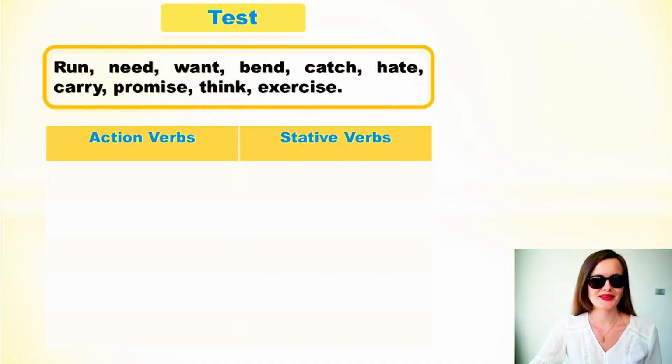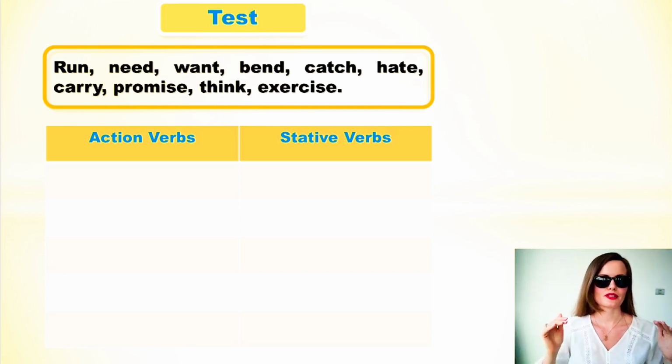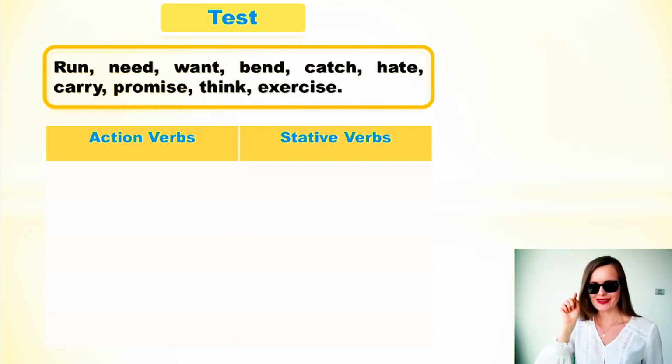Remember when I said that you should be able to answer some of the questions at the beginning of the lesson? Now it's time for you to answer them. So let's do this test. In here, I would like you to divide the verbs into two categories: action verbs and stative verbs. You have the verbs run, need, want, bend, catch, hate, carry, promise, think, and exercise. Please pause this video, think for a while, and divide these verbs into two categories. And only after that, check your answers. Please promise that you are going to pause this video now.